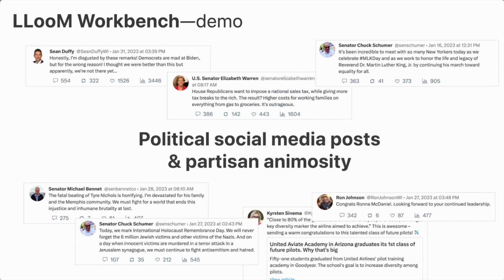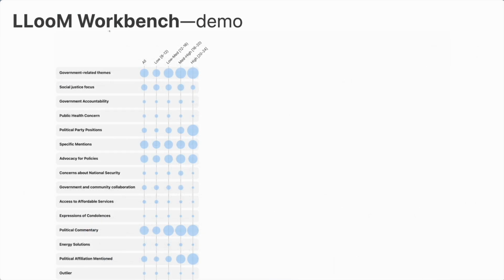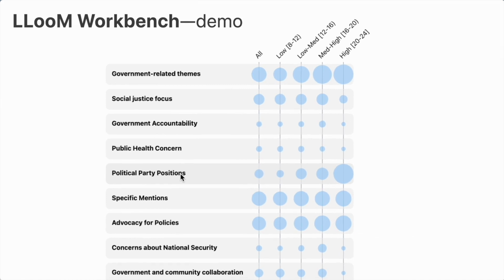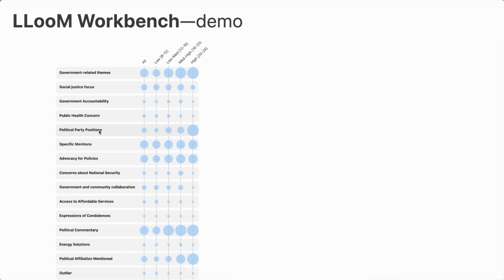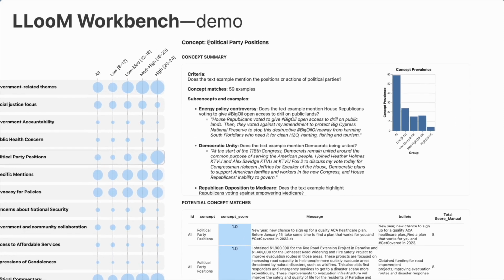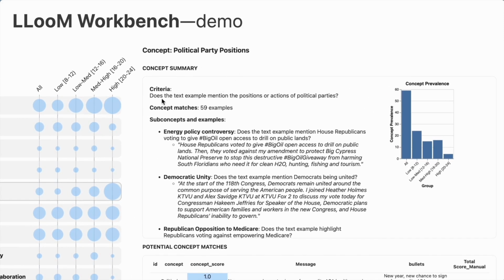Let's see how the LLooM workbench was helpful for a domain expert in one of our case studies. Here, to make sense of political social media posts that might drive partisan animosity. The workbench shows the concept induction results. Each row is a high-level concept synthesized by the LLooM algorithm. To explore a concept like political party positions, we can click on a row. In addition to the concept name, LLooM allows the analyst to inspect the generated inclusion criteria, which captures the positions or actions of political parties.